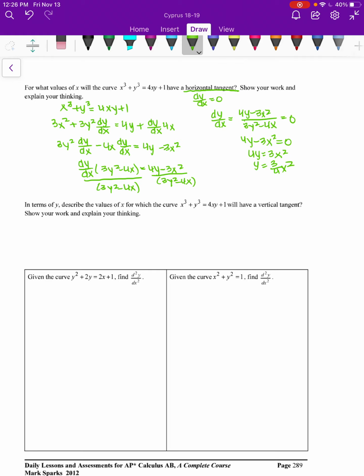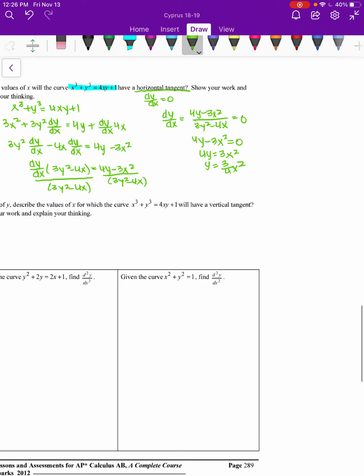Okay, so we know that in order to have a horizontal tangent, y has to be equal to 3/4 x squared. Okay, we're going to use that and our original equation up here to figure out what x is when y is equal to 3/4 x squared. Okay, sorry, I jumped ahead one step, and I'm sorry if that was confusing. We're good to this point. All of this work is valid.